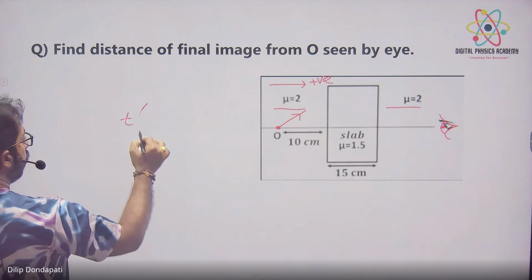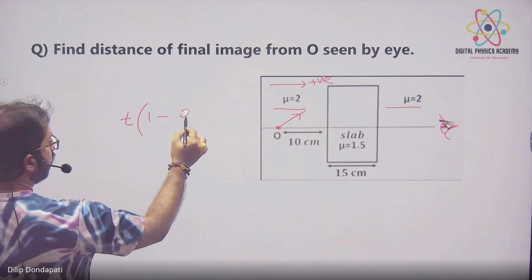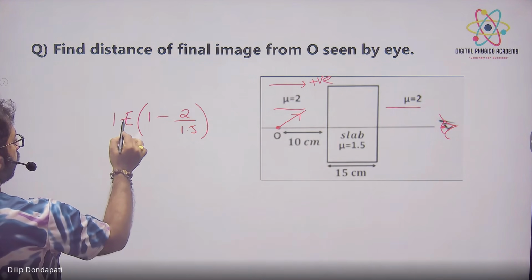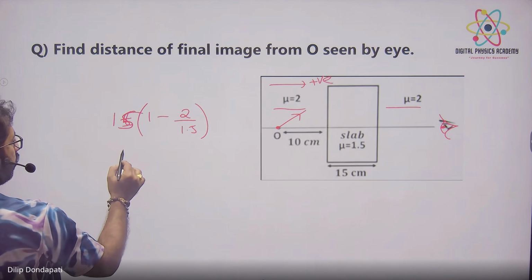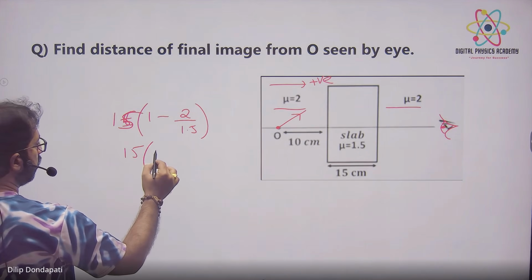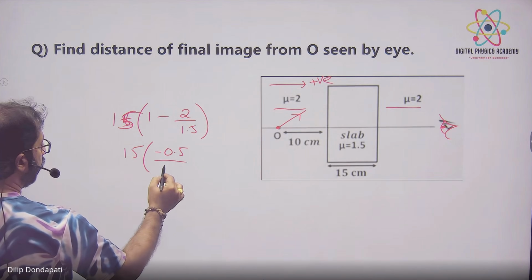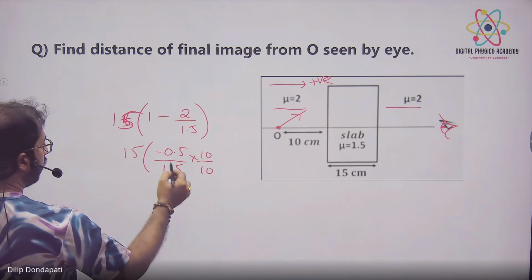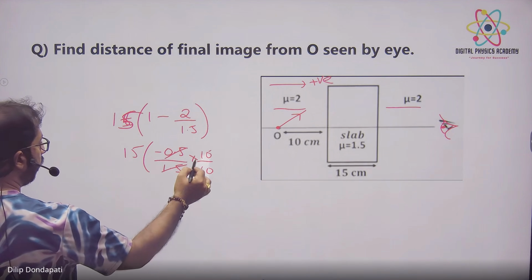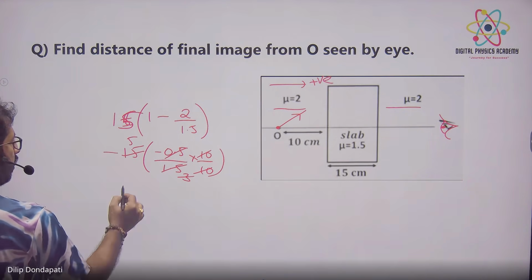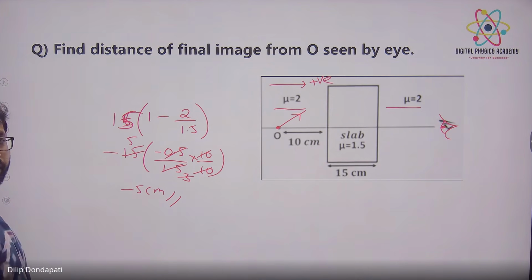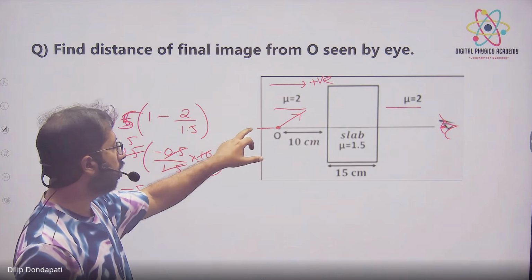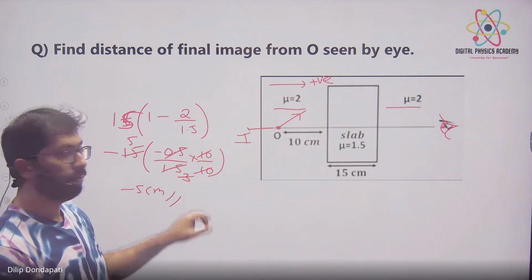T into 1 minus mu of surroundings by mu of the slab, and the thickness is 15. So 15 into 1.5 minus 0.5 by 1.5, which is 10 by 3 times 15, giving 3 into 5. So minus 5 centimeters. Since it is opposite to the incident ray, the image will be formed 5 centimeters away, here where I is formed.